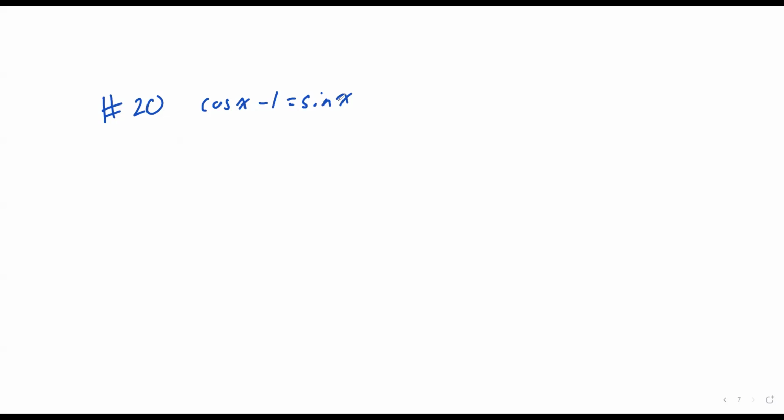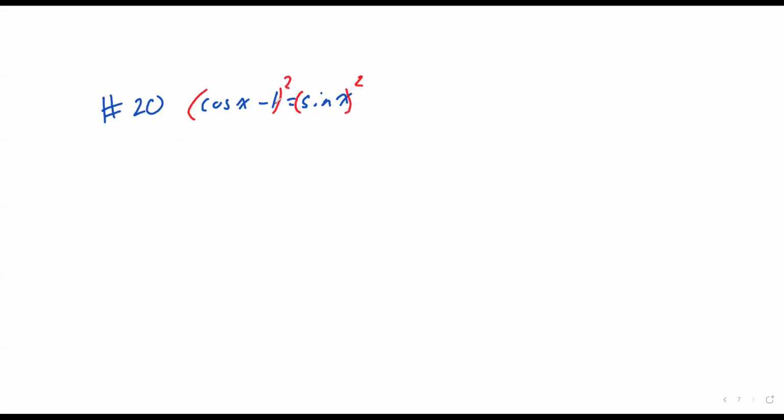And the reason I'm going to square both sides is because I know I can use the Pythagorean identity to potentially get rid of one of these trig functions. The goal is to get down to only one type of trig function. So again, I'm going to square both sides.